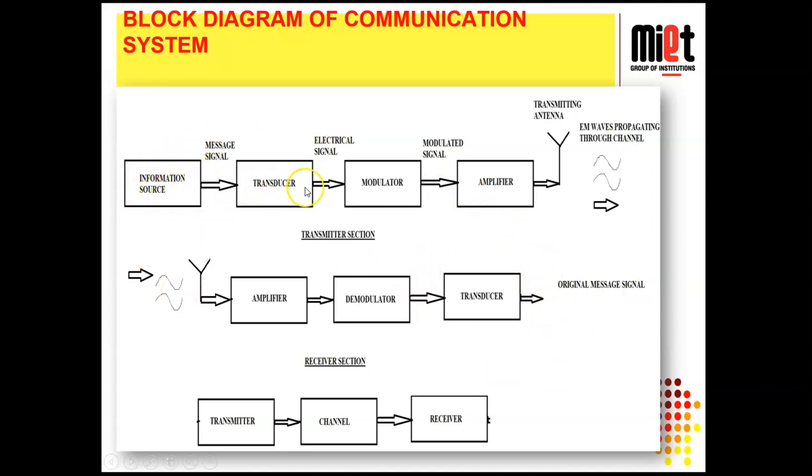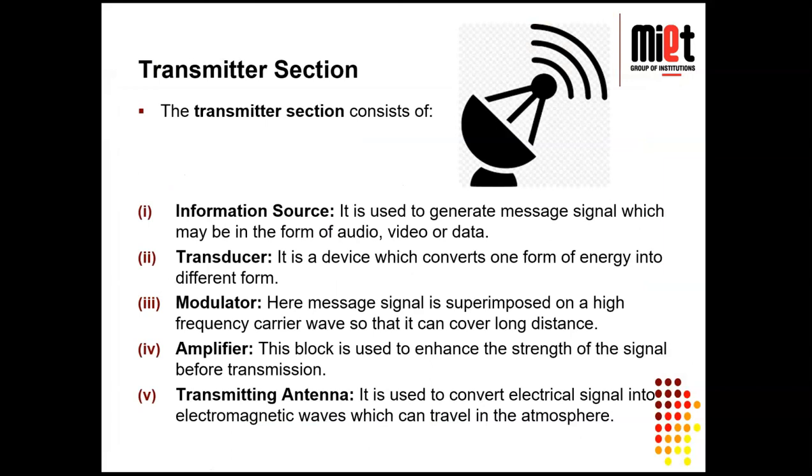All these blocks work individually, and I will discuss them one by one. First, this is the basic block diagram of a communication system. You have to understand the work of all the blocks individually. Now I will discuss one by one. Transmitter section. So what is the transmitter section? There is the information source, transducer, modulator, amplifier, and transmitting antenna.